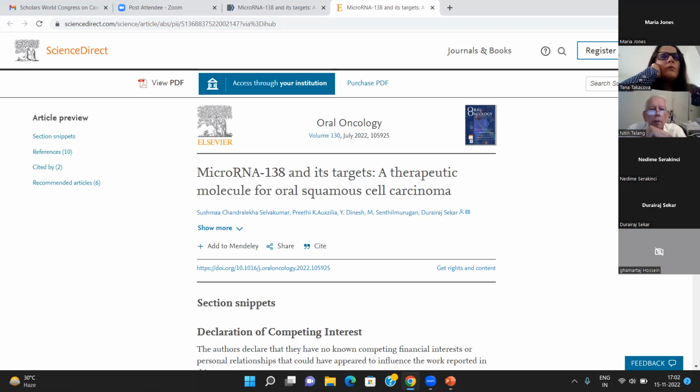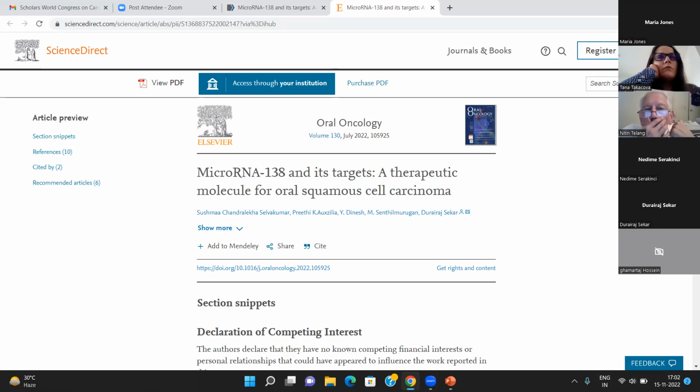This study, we recently published from our lab. The microRNA called microRNA 138 is a therapeutic molecule for oral squamous cell carcinoma. When we screened a lot of microRNAs, we saw that some of the microRNAs are upregulated and some are downregulated. So we picked the most prominent microRNA present in the cells, and then we looked at the pathways related to this microRNA.